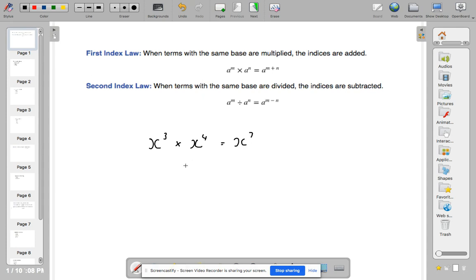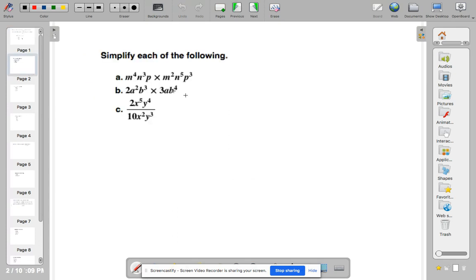You would add the indices, 3 plus 4. If you had x to the power of 10 divided by x to the power of 6, the answer would be x to the power of 4. You would subtract the indices. Okay? So when you're multiplying, add the indices. When you're dividing, subtract the indices.